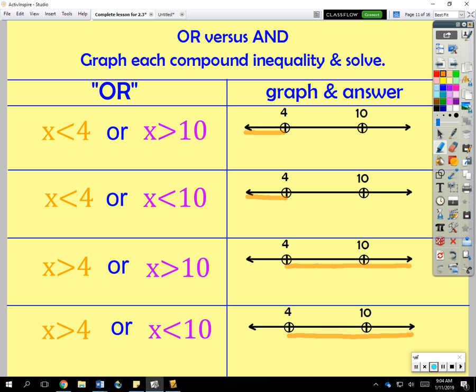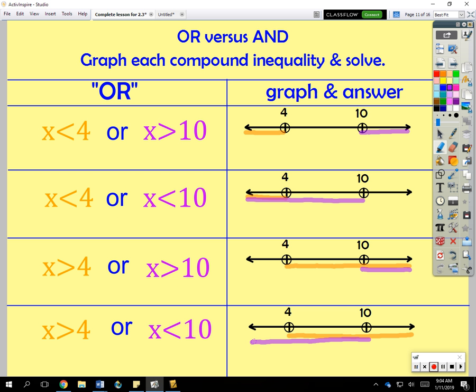So now I'm going to do the 10 part. I'm going to again use highlighter, and I'm going to color code. On this first one, x is greater than 10, so I'm going to shade to the right of 10. The second one, x is less than 10, so I'm going to shade to the left of 10. On the next one, x is greater than 10, so I'm going to shade to the right of 10. And on the last one, x is less than 10, so I'm going to shade to the left of 10.